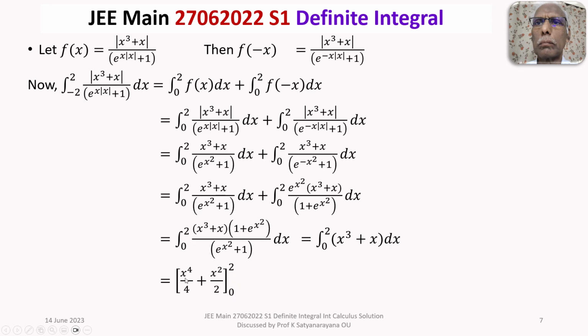So for the upper limit, it is 2⁴/4 plus 2²/2. For the lower limit, it is 0. So you will get this one. And 2⁴/4 is 4, plus 2²/2 is 2. So 4 plus 2 is equal to 6. So thus the integral from -2 to 2 of |x³ + x| / (e^x |x| + 1) with respect to x, when evaluated, you will get the value 6.